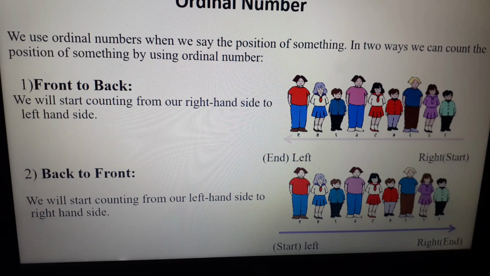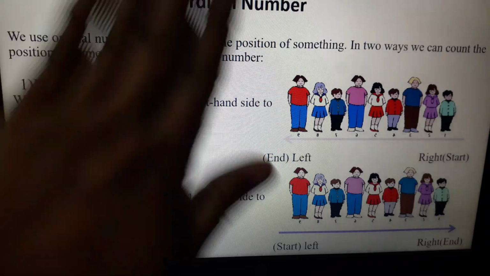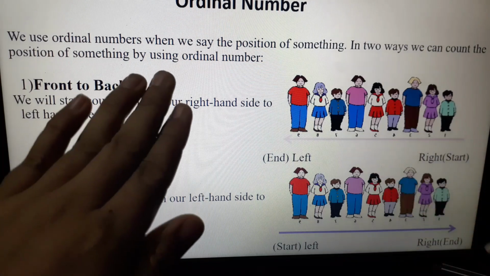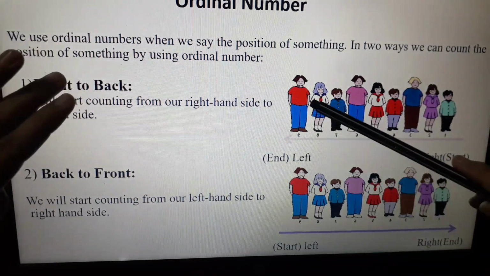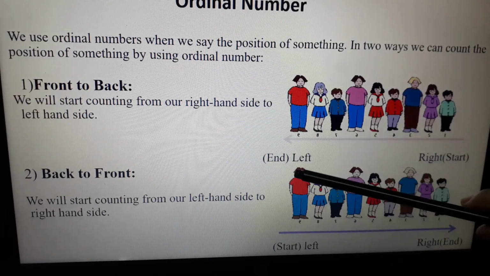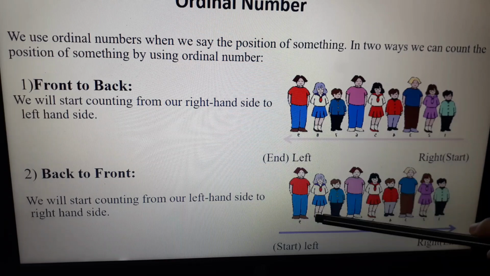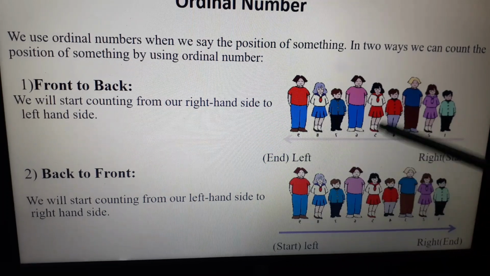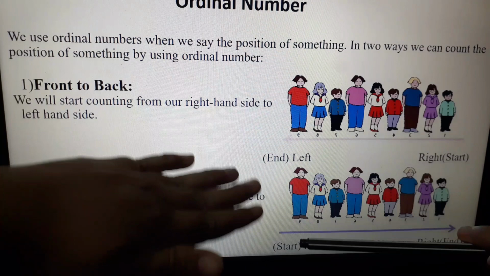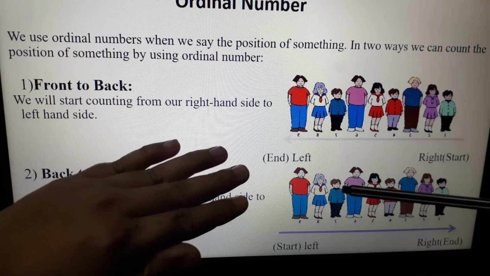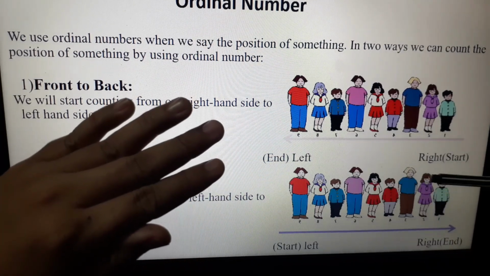The other way you can count is back to front. For this you have to start counting from your left hand side and finish at the right hand side. Okay, start. Same way. They are wearing the same dress, so you can easily understand. This is Zaim, this is Ramisa, this is Tasin, this is Samaira. Here I have to start counting from the left side, so this side of my hand. First, second, third, fourth, fifth, sixth, seventh, eighth, ninth.